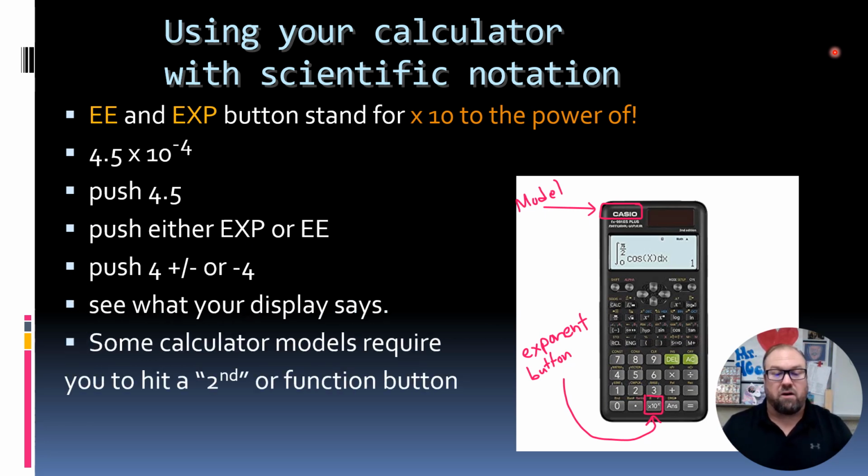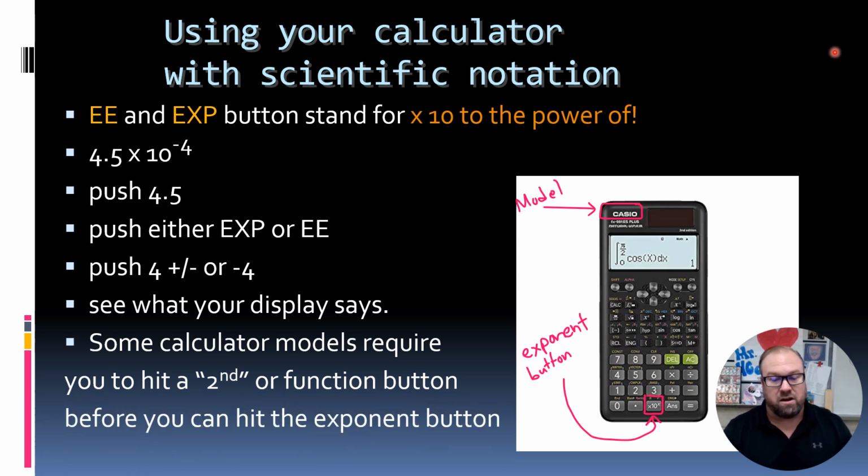Now remember, some calculator models, and I'll show you the one in particular, it's a good model, but it requires you to hit a second or a function button before you can hit the exponent button. But bottom line with calculators, a decent scientific calculator should have an exponent button. You don't need anything crazy expensive that's going to break the bank. You can always check with Mr. M if you're not certain on your button for the calculator.